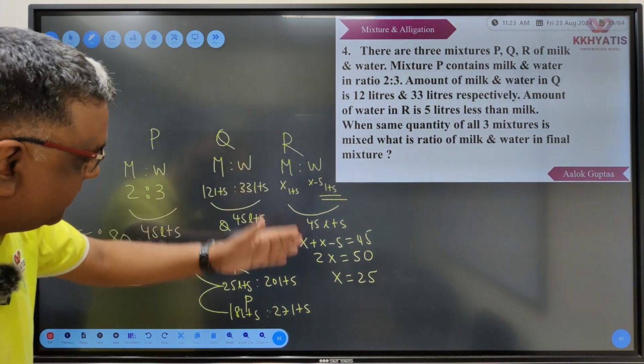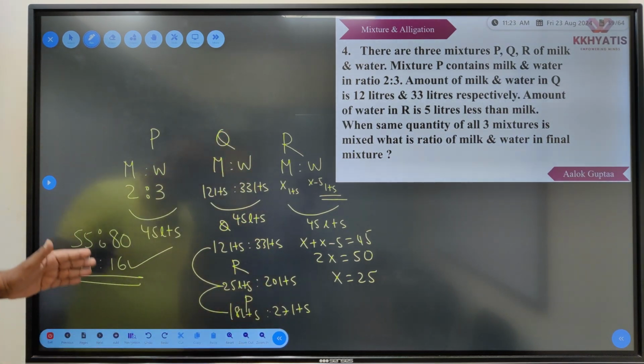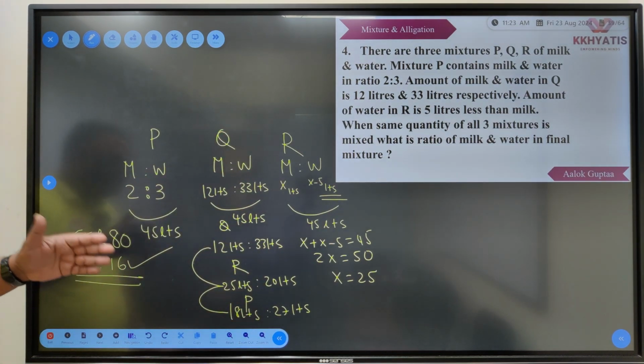Then all these things I mixed together, then all the milk got added to the milk, all the water got added to the water, 55 is to 80, which is the ratio 11 is to 16. Okay.